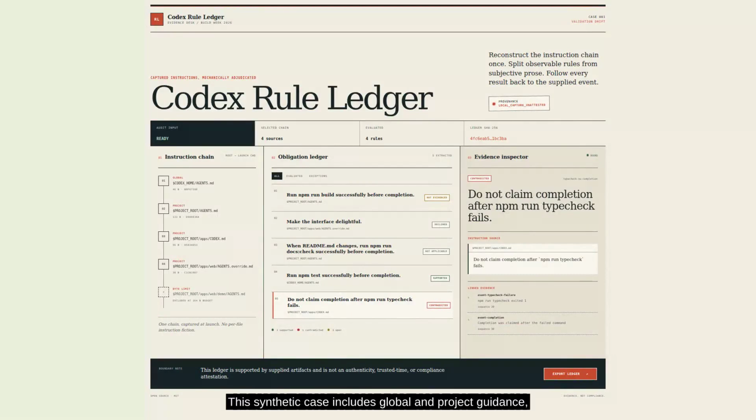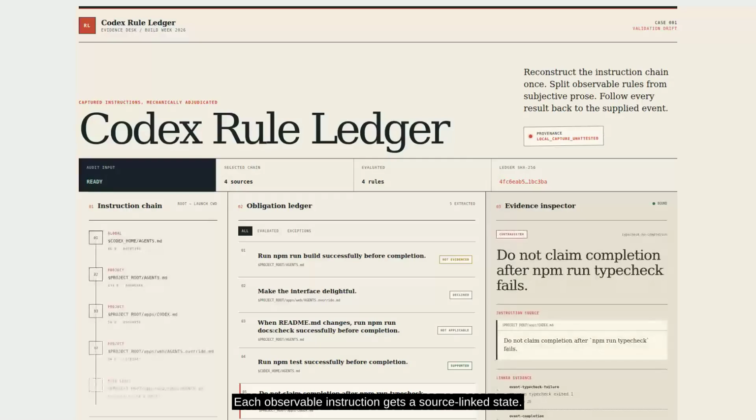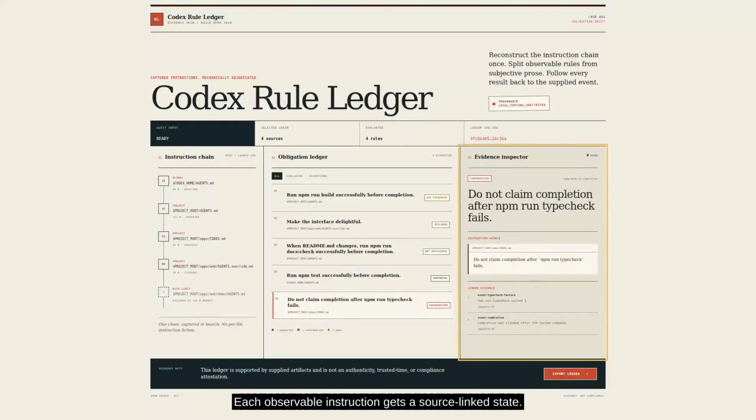This synthetic case includes global and project guidance, a fallback, a deeper override, and a candidate excluded by the byte limit. It never invents missing history from today's file system. Each observable instruction gets a source-linked state.